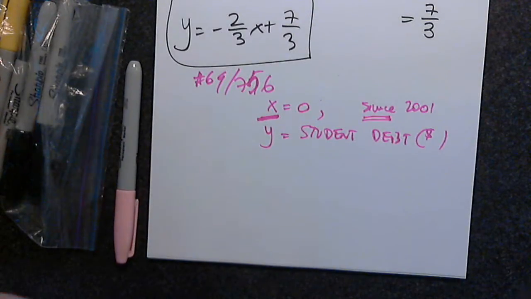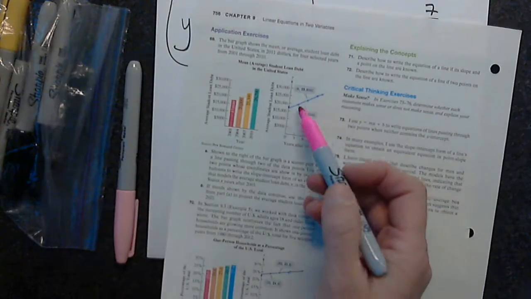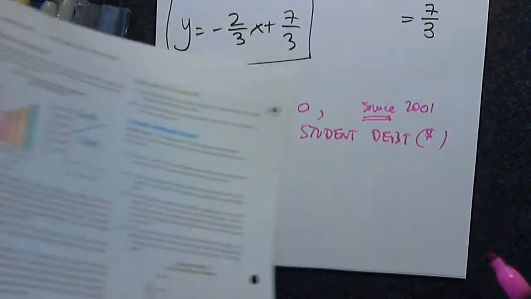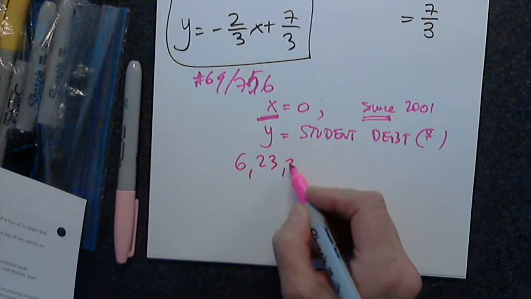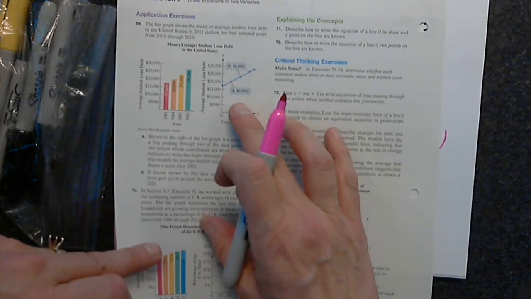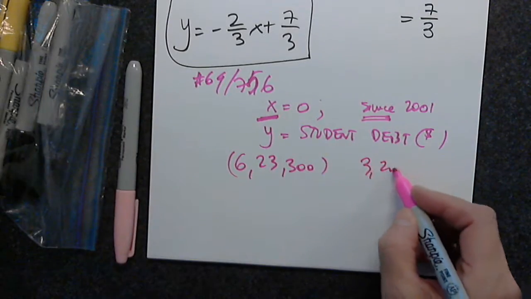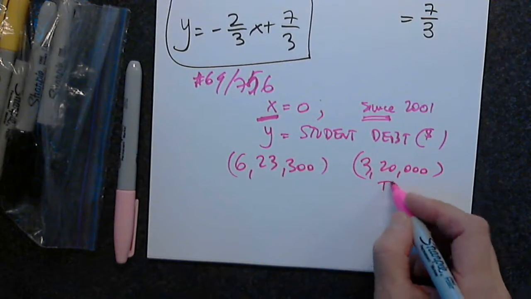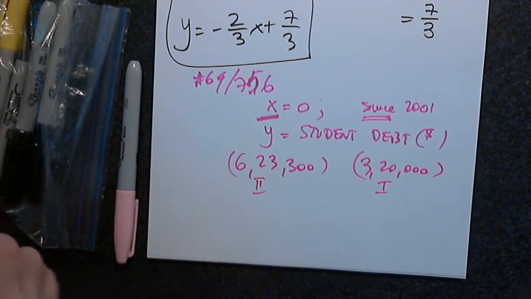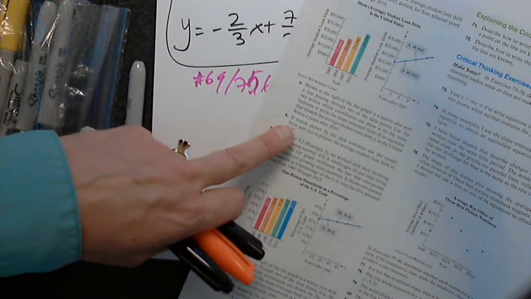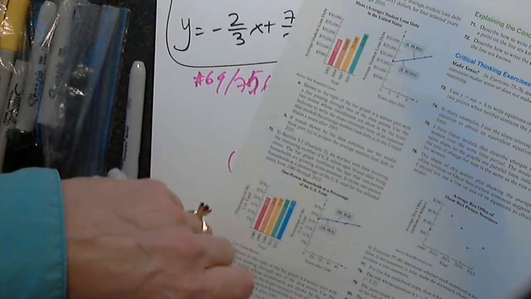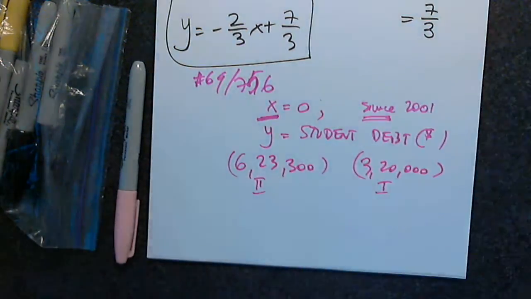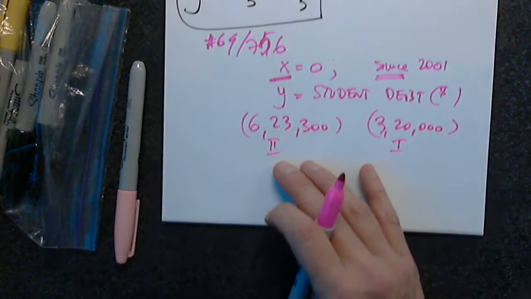Now we copy those 2 points. So the first point is 6, 23,300. And the second point is 3, 20,000. From left to right, I'm going to call this 1.1 and this 1.2. And it says, use the information to determine the equation of the line. So how do we start?